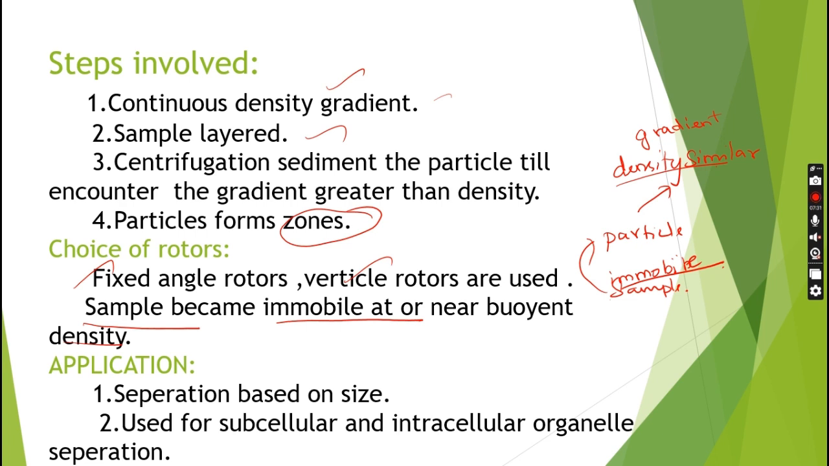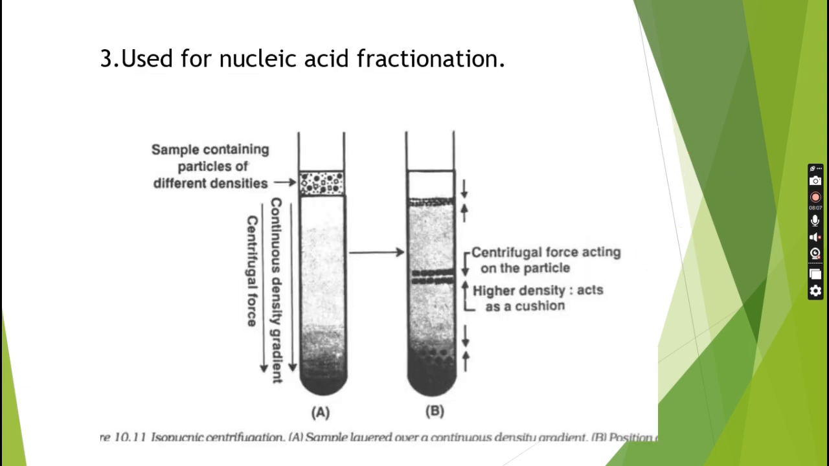The major application of this centrifugation technique is separation based on size and density. But a major part of separation is based on its density. The separation is possible not by size. For separation based on size, a good technique is differential centrifugation. In the case of density gradient, separation is going to be based on density. So, subcellular, intracellular organelle separation can also be possible. Nucleic acid fractionation can also be possible in this technique.